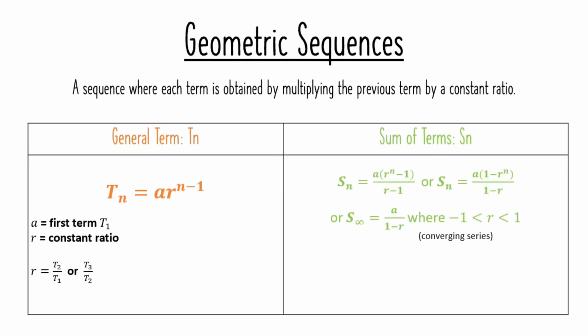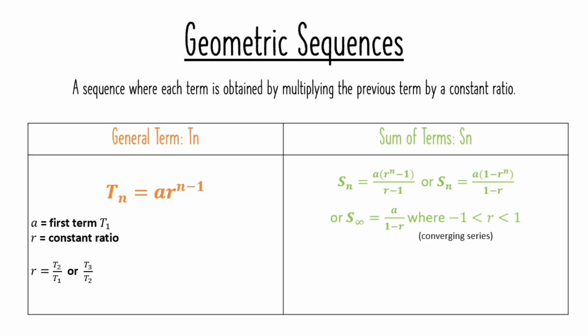Moving on to a geometric sequence. A geometric sequence is characterized by each term being the result of multiplying the previous term by a constant ratio, known as the common ratio. This pattern of multiplication makes geometric sequences especially interesting and useful in both theoretical mathematics and real-world applications.